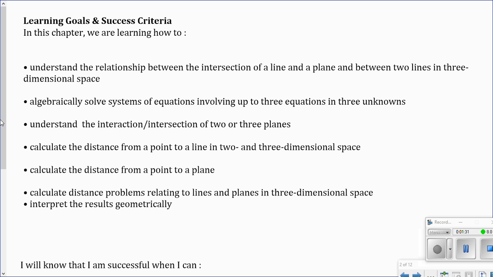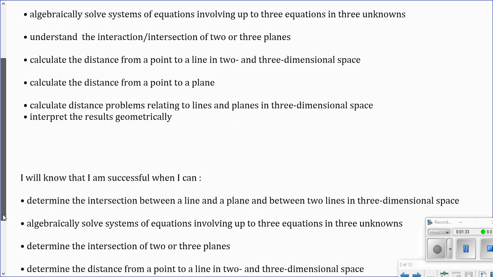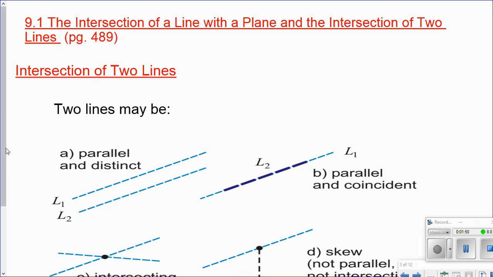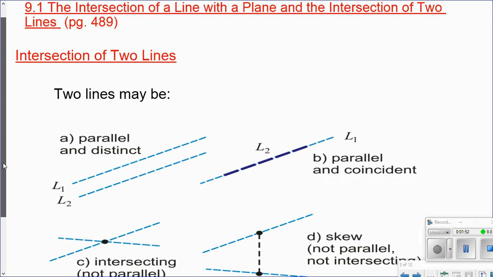And following the learning goals are success criteria, which build on each of those learning goals, that we can solve a system of equations, understand how lines interact and intersect with each other, and planes, and then solve some distance problems as well. So we're going to set the stage here and criteria for a couple of things.